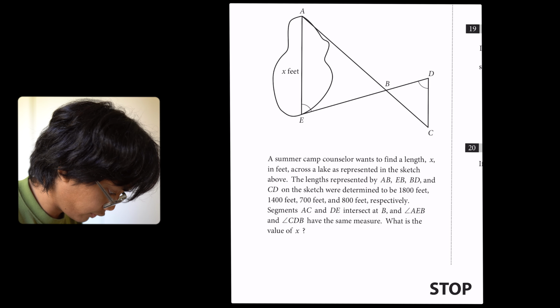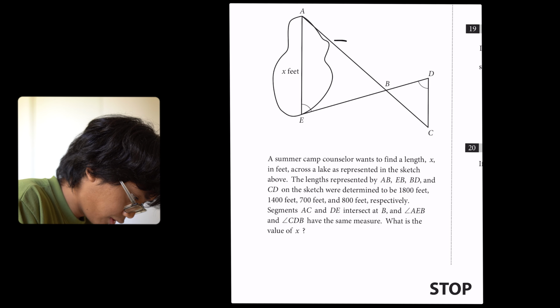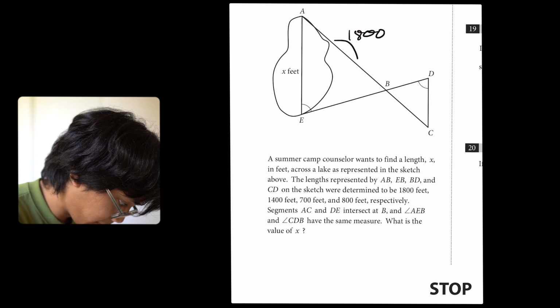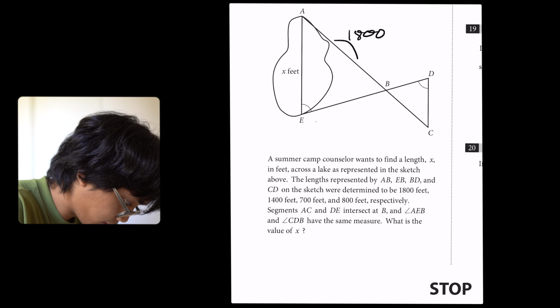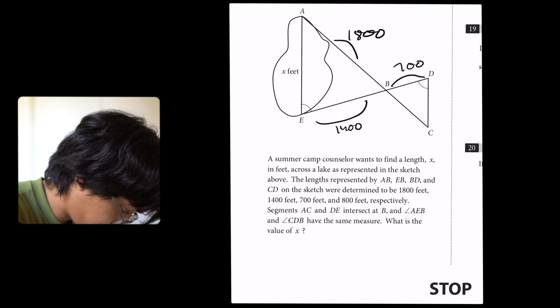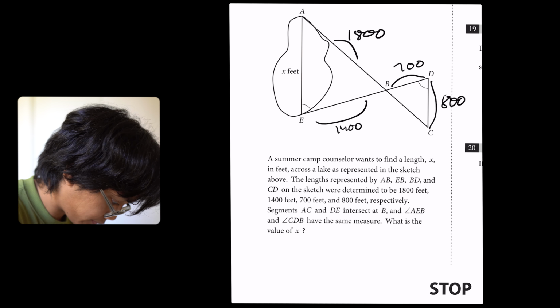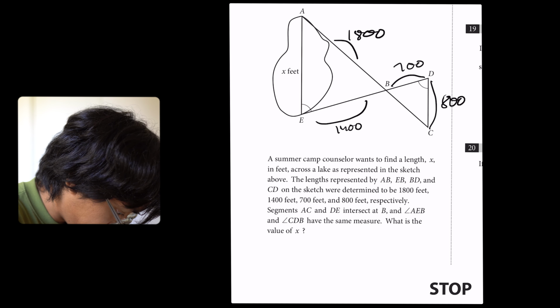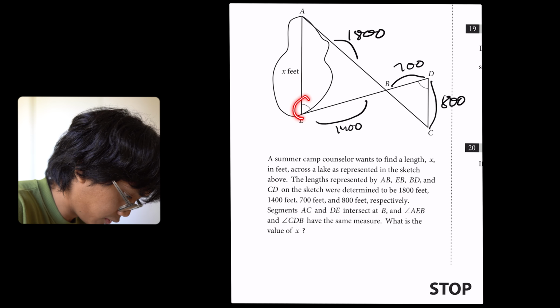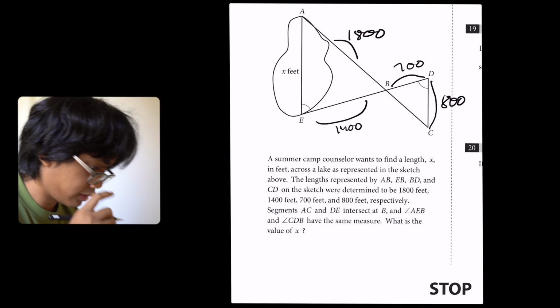Find a length x in feet across a lake as represented in the sketch. The lengths represented by AB, EB, BD, and CD. AB, so this part here is 1800, and then EB is 1400, BD is 700, and CD is 800. And it says angles AEB and CDB, so these two angles are the same.